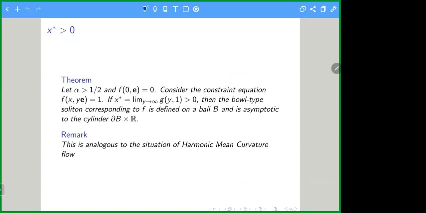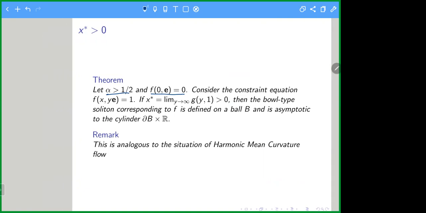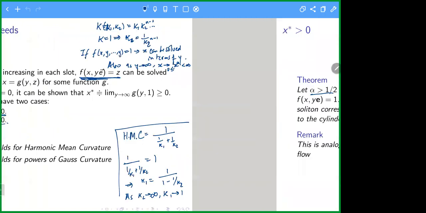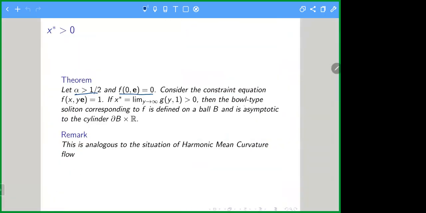So if you have high homogeneity, and let's say you also have that the speed degenerates at the boundary of the positive cone, then if you're in the case like the harmonic mean curvature flow, then we have that the solution actually lives inside a cylinder. Okay, so that's one of the results.